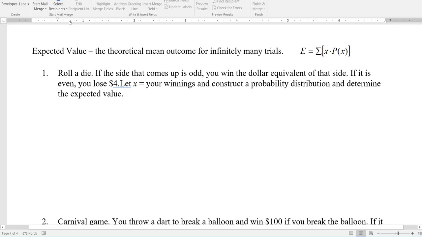We talked about expected value already. Every x times its probability. This is also the mean of our distribution. Roll a die. If the side that comes up is odd, you win $1, equivalent to that side. If it is even, you lose $4. Let x represent your winnings and construct a probability distribution. Okay? So what are our outcomes?